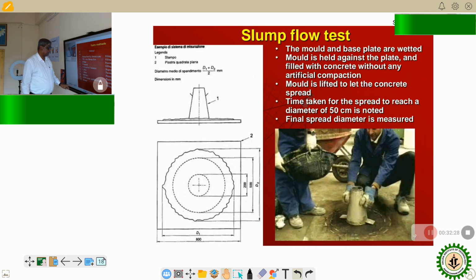Now you see, this is a particular slump flow test. If you just lift this slump cone, the concrete will flow. So how much is it flowing? Is it 180 millimeter diameter or 200 millimeter or more than that? That will give you an idea about the flow, and also when it reaches its maximum diameter, or within a particular time how much diameter it is reaching. All these things are very important. So that way you can understand the flow.